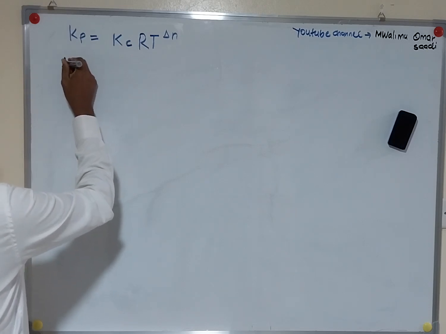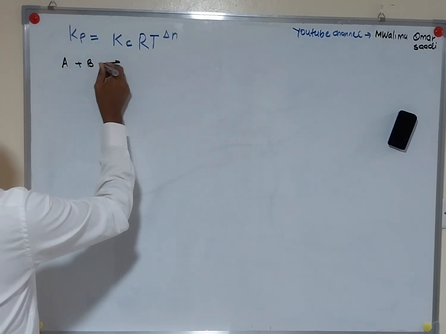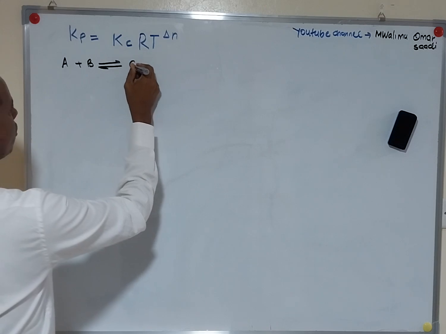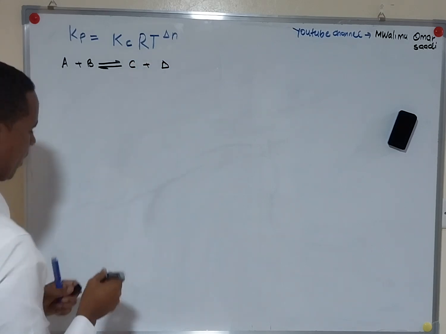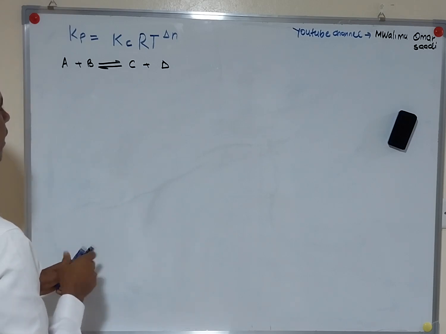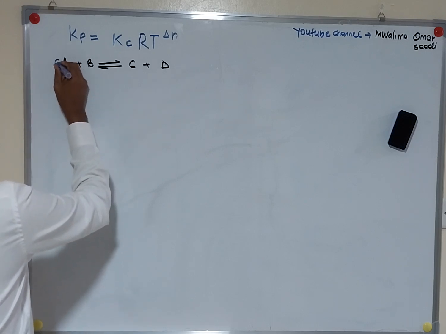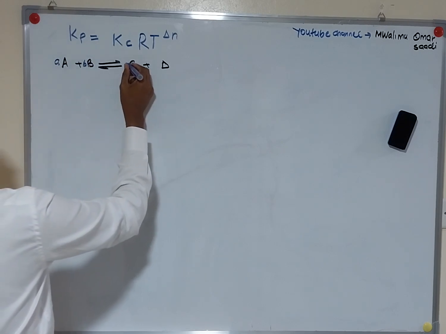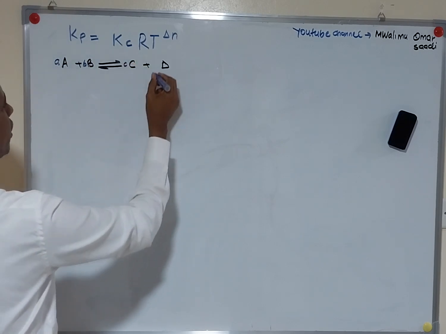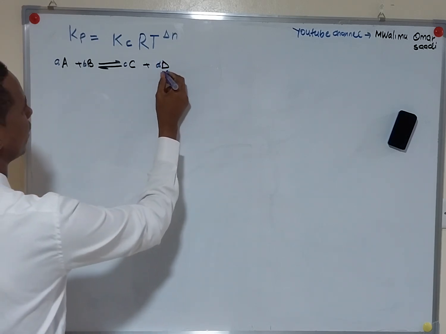Let's say we have A plus B forms C and D. So let's say we have that equation, and then the coefficient of A, let's say small a, the coefficient of B is small b, the coefficient of C is small c, and like that.